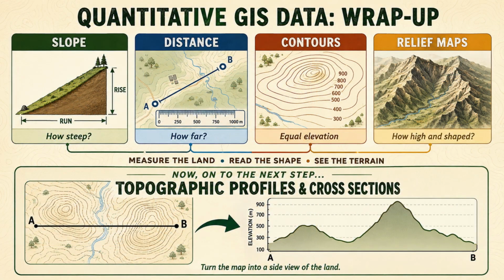Okay, so we have this quantitative data now. We can calculate the slope, the exact distance, the contour intervals, the relief of the land. How do GIS professionals actually process this data to build out real-world solutions? The immediate application is constructing topographic profiles and cross-sections. Okay, how does that work?